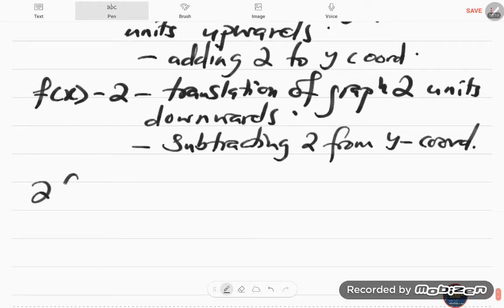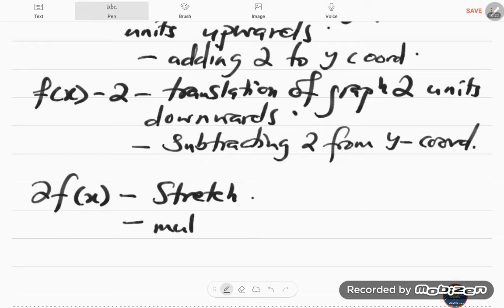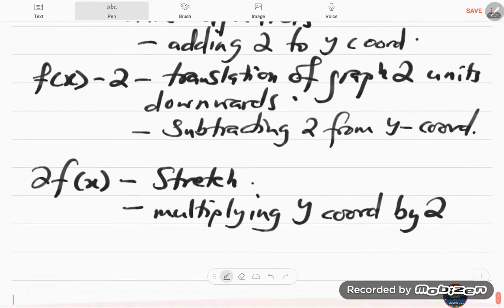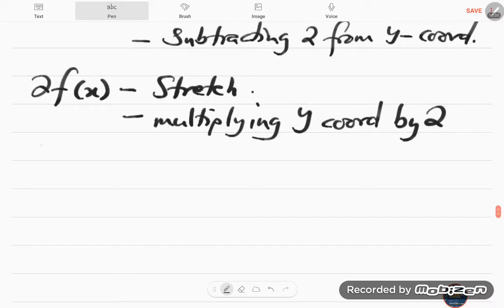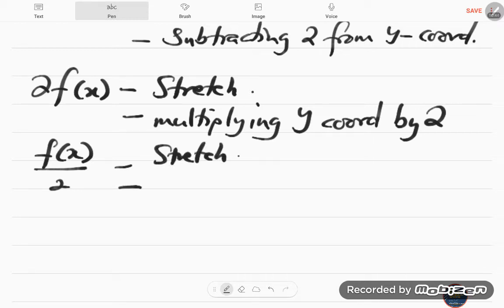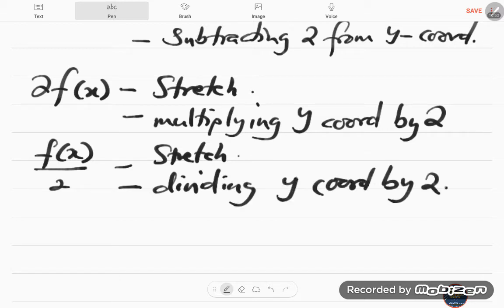Similarly, when we multiply outside of the bracket, this is just going to be a stretch. What are we doing? Multiplying the y coordinate by 2. Similarly, again, it's going to be a stretch. What are we doing here? Dividing the y coordinate by 2.